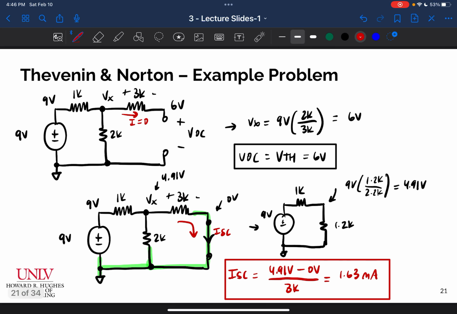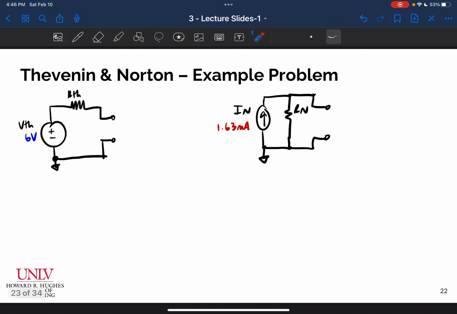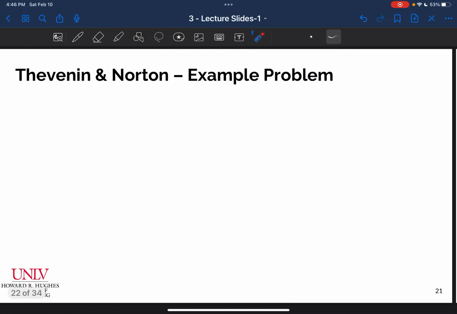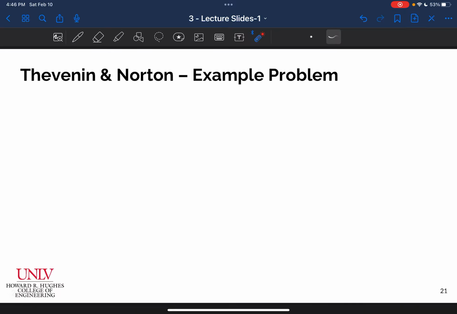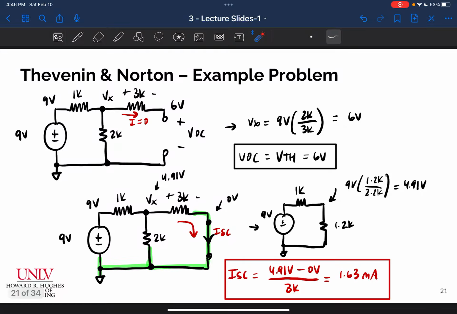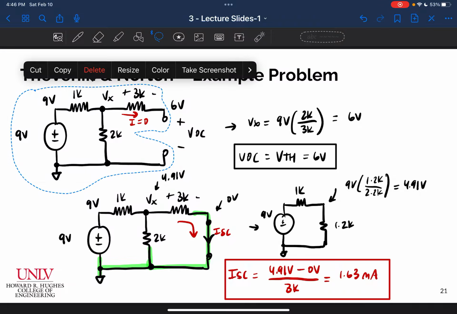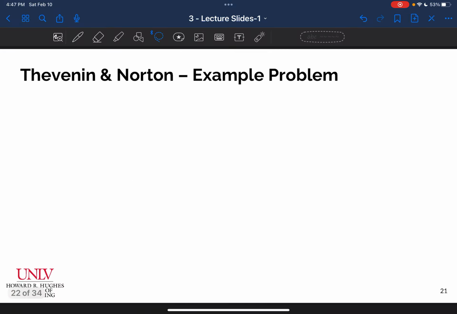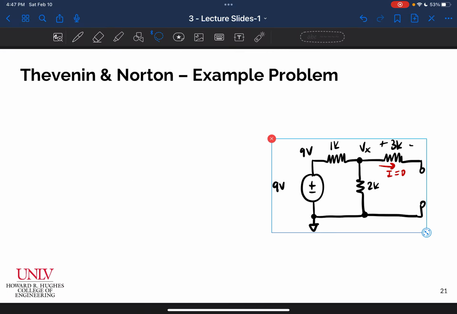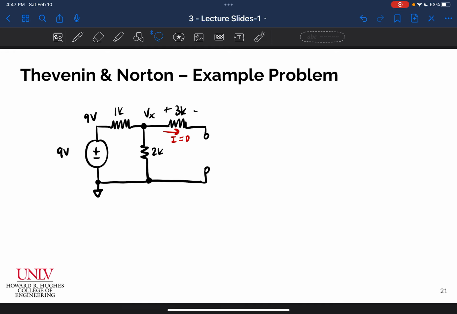All right, so we just previously solved for the open circuit voltage, which is the Thevenin voltage, and the short circuit current, which is the Norton current. We threw them into our equivalents, and now what we're about to do is find the Thevenin/Norton resistance. So let me go back and take this circuit. This is the one that we're interested in analyzing, and we need to follow the steps necessary to find the Thevenin/Norton resistance. So let's go ahead and do that.